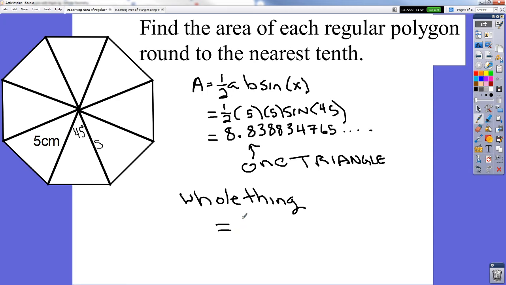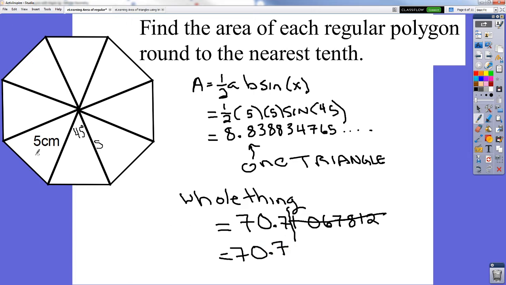The whole thing, when we multiply everything together, we end up with our final official answer, 70.71067812. And again, final answer rounded to the nearest tenth goes right here. We look at that. That's not big enough, so that's going to get crossed out. 70.7, and our units are going to be centimeters squared for area.